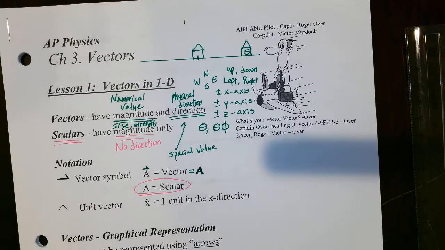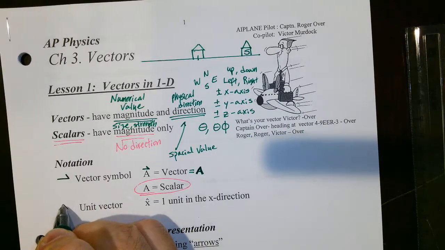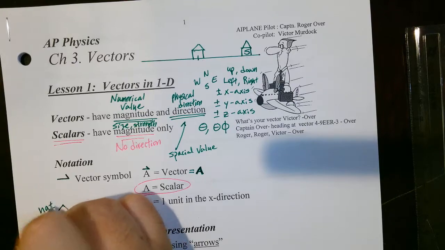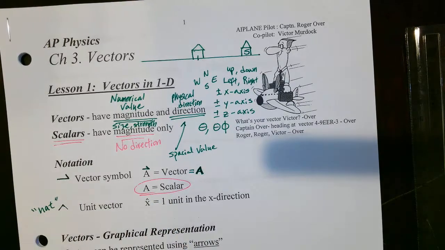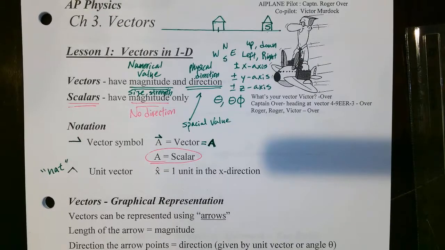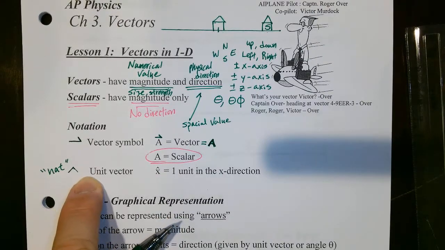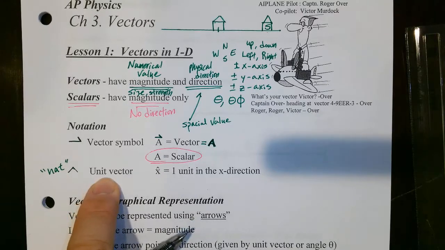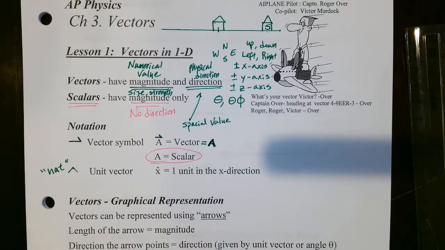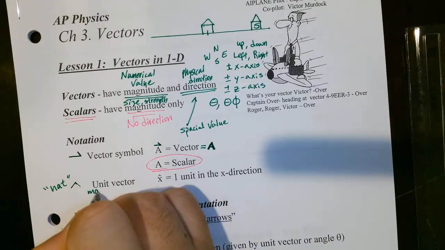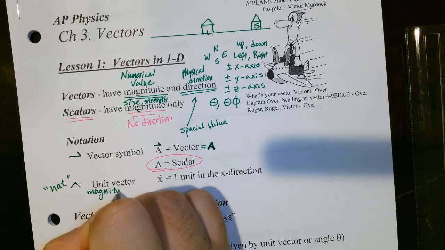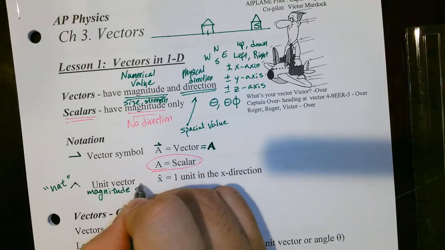And this little symbol here is called a hat. I'm not making this up. This is an actual mathematical term that we use in the United States. In Europe, they don't call it a hat, they call it a roof. And a unit vector, as you know from your math analysis, like the unit circle, which is basically a circle with a radius of one. Well, a unit vector is a vector with a magnitude of one.